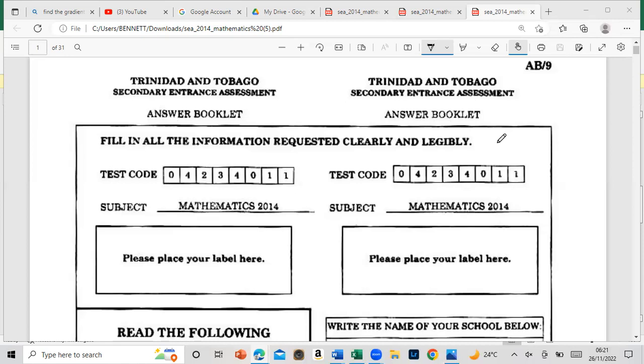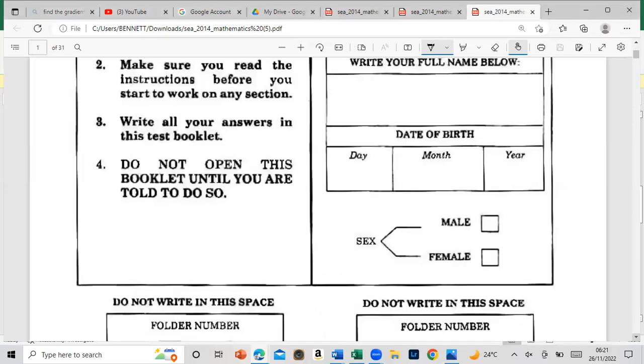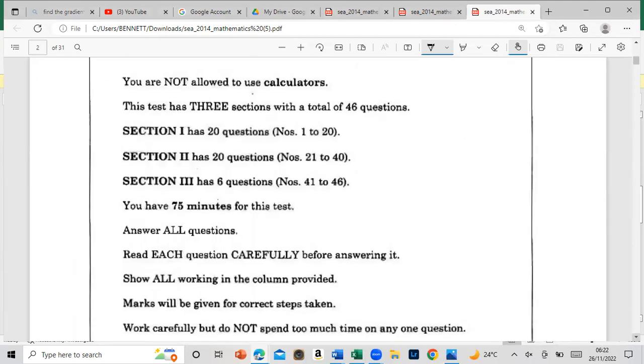All right, so let's begin. As it says, this is basically formality for the actual test, so we just go right to the paper, instructions and everything, date of birth, and so on. You know that already. It says you are not allowed to use calculators. This test has three sections, a total of 46 questions. Section 1 has questions 1 to 20, section 2 has 21 to 40, and section 3 has the remaining questions. You have 75 minutes to do the test, which is 1 hour and 15 minutes. I think that's a bit short, but that does show me the type of students you guys are producing.